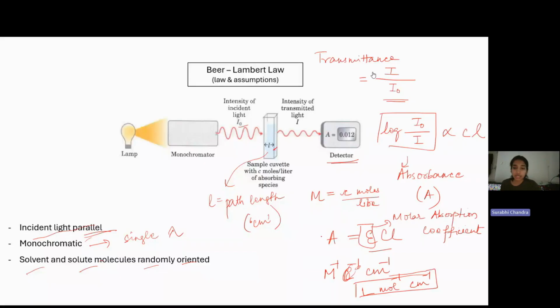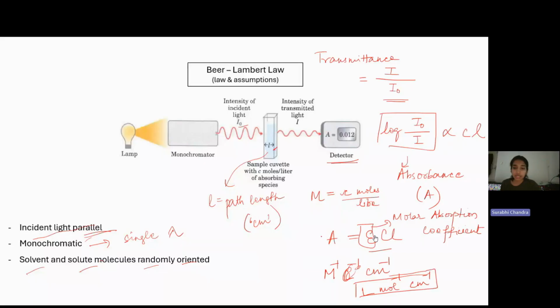And if we talk about transmittance, how much light has been transmitted, it becomes the intensity of transmitted light I divided by I naught, which is the intensity of the incident light. The log of the reverse of this ratio is absorbance, and the log of this ratio is directly proportional to CL. And when we bring in the proportionality constant, this is the molar absorption coefficient.